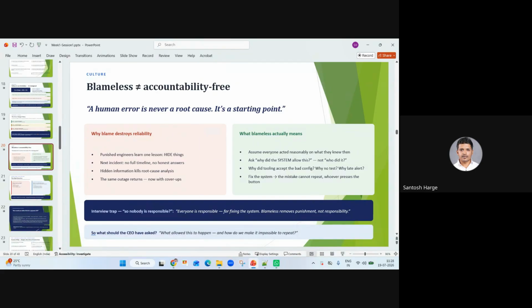Usually in the interview, the interviewer asks, in the blameless approach, if no one is accountable, is it nobody's fault in that case? The answer the interviewer is expecting is that it's not an individual's responsibility. It's the system's responsibility. It's everyone's responsibility, since everyone is working on stabilizing the system and on the proper configuration and alerting. So blameless removes the punishment, not the responsibility. You will still have the responsibility.